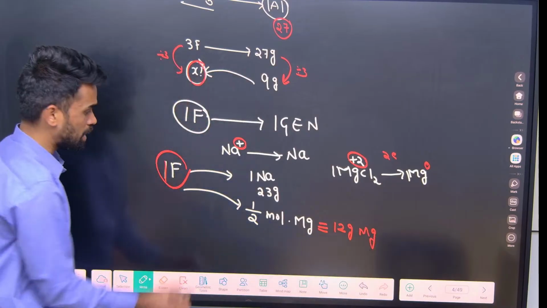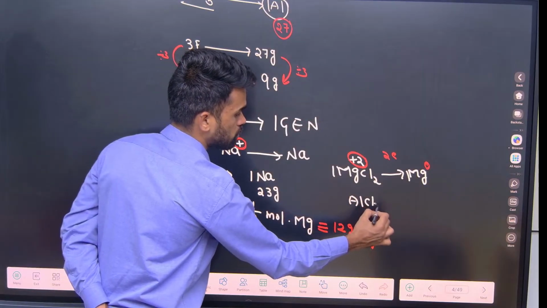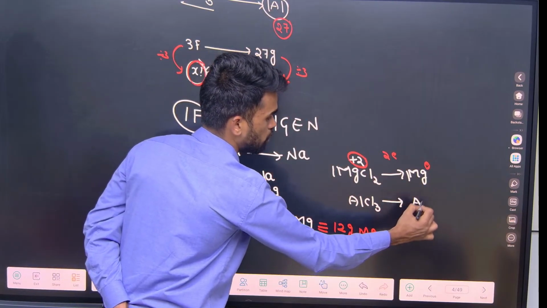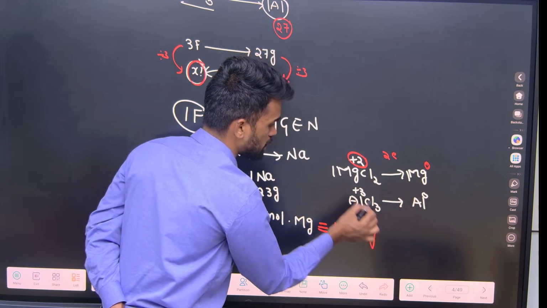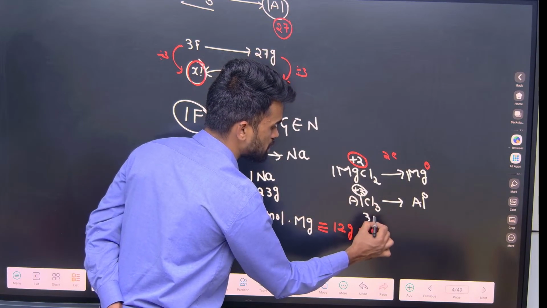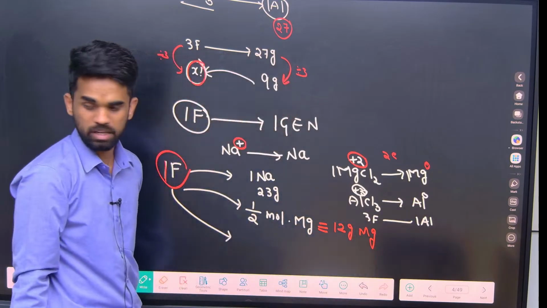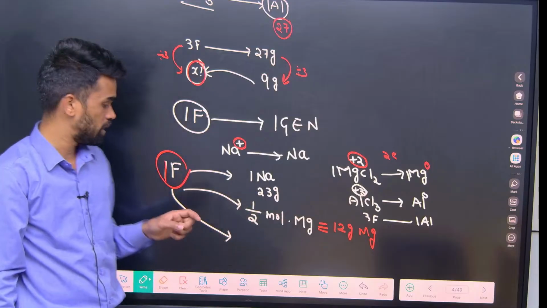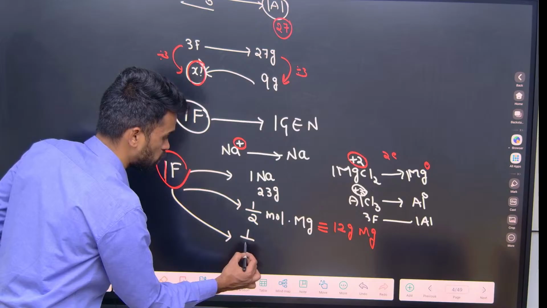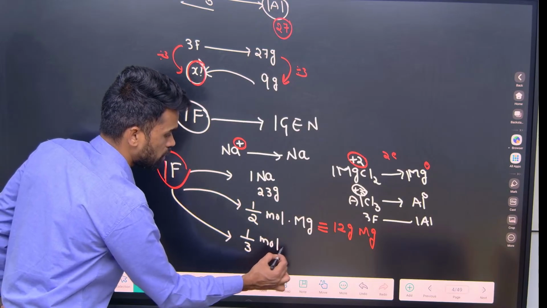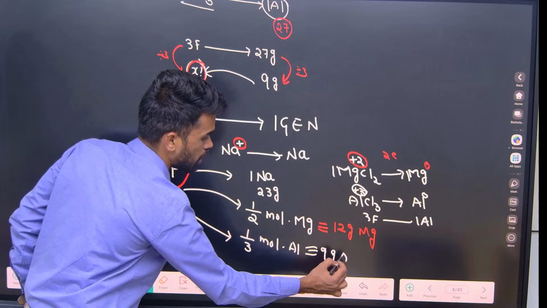Similarly, if there is AlCl3 solution, to deposit aluminium, plus 3 is converting into 0. How many Faradays are required? Plus 3, so 3 Faradays are required to deposit 1 mole of aluminium, that is 27 grams of aluminium. But how many Faradays am I sending? 1 Faraday. So it deposits only 1/3 mole of aluminium. This is nothing but 9 grams of aluminium.